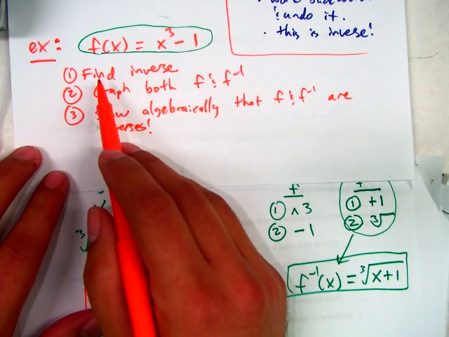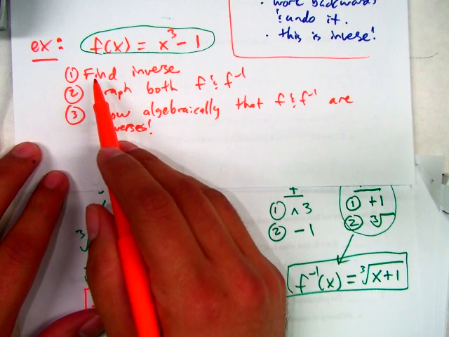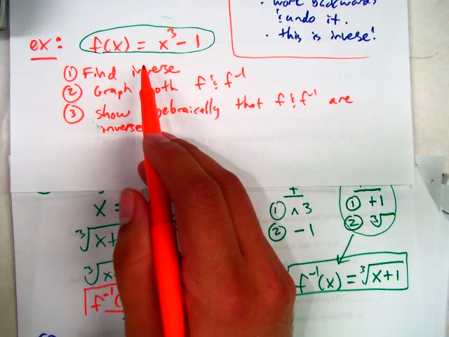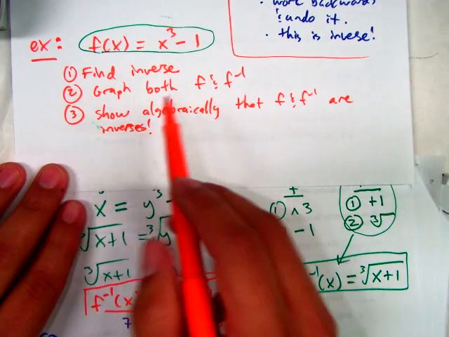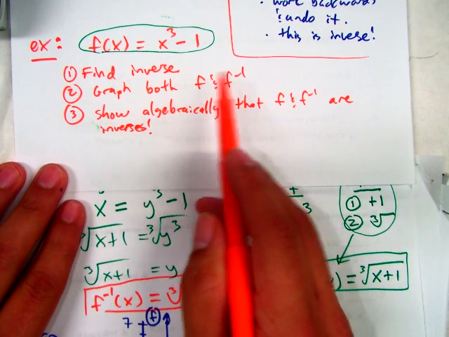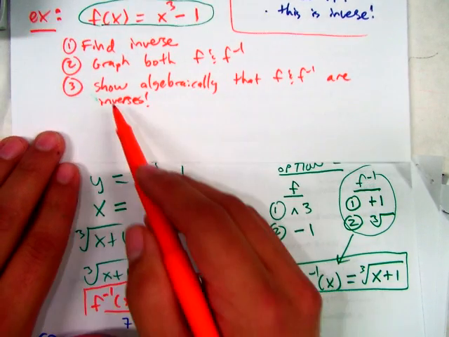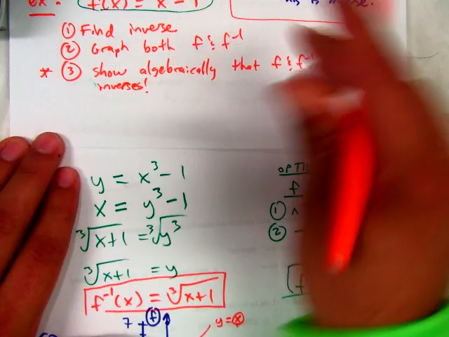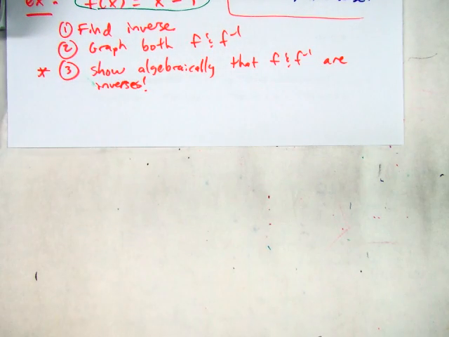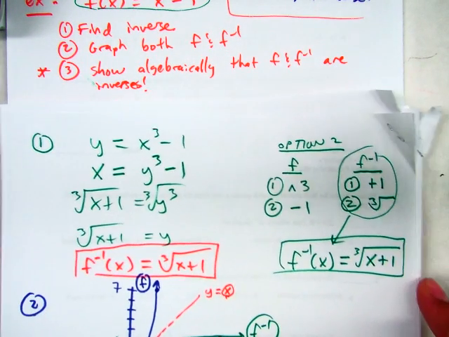So we wanted to do three things. One, find an inverse. We did that a couple of ways. Hopefully you guys can do it one way or the other. Two, we graphed both the original and the inverse. No problem. The last thing here is kind of tricky, but I'm going to show you the best that I can so that you guys don't mess this up. Because it's not hard. It's just hard to remember sometimes.